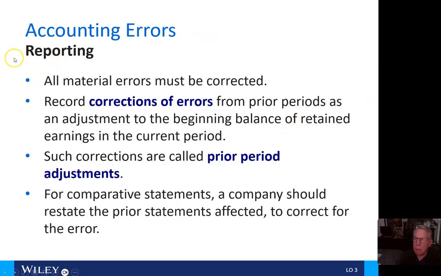So, how do we report those? Number 1, all material errors must be corrected. Pretty obvious there. Number 2, we record correction of errors from prior periods as an adjustment to the beginning balance of retained earnings in the current period. Number 3, such corrections are called prior period adjustments. And 4, for comparative statements, a company should restate the prior statements affected to correct for the error.